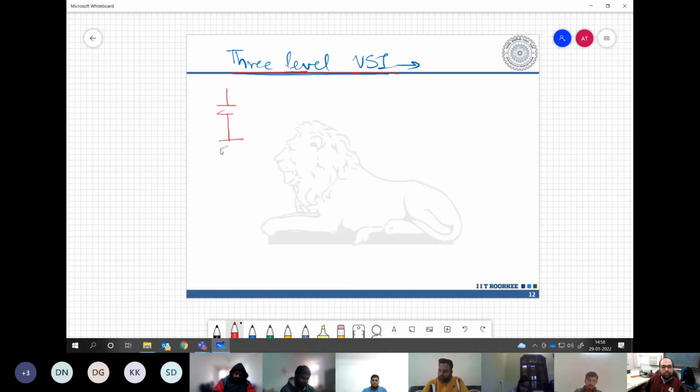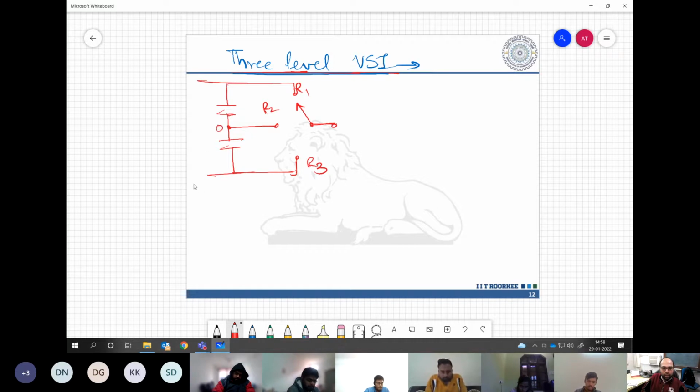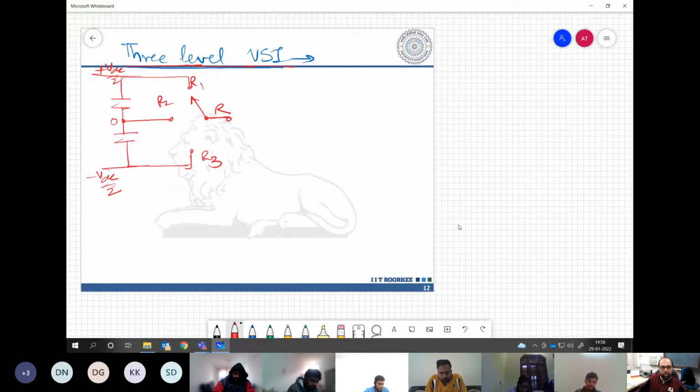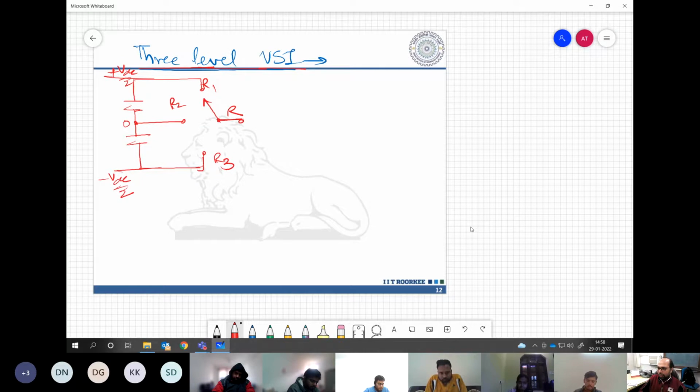So this is what we have: three options for the pole to be connected, say R1, R2, R3. And we have the DC bus midpoint at, say, 0 voltage. So negative is at minus VDC by 2, positive is at plus VDC by 2. Now let us realize these switches.